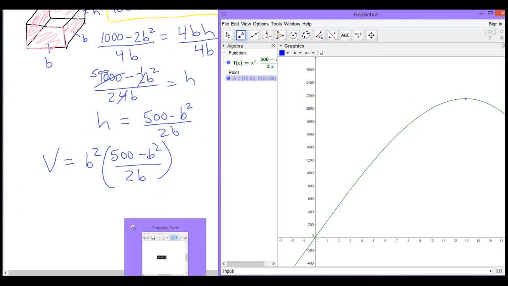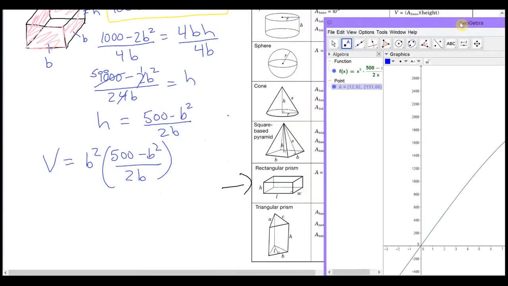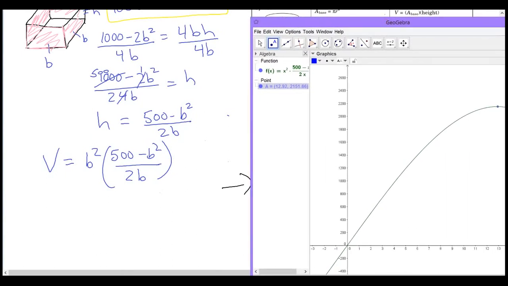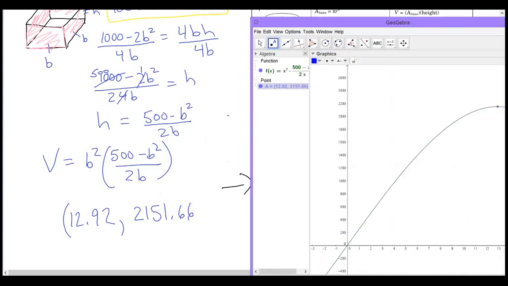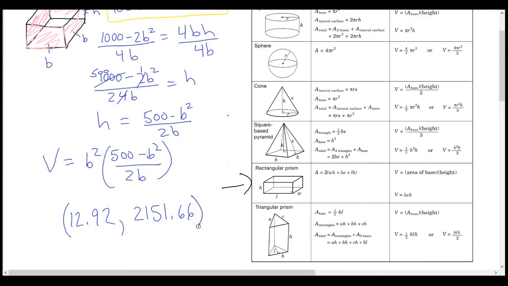So let's write down this point. Looks like it's the maximum. 12.92, comma, 2151.66. Is that right? 2151.66. Okay. So this means the variable we had was the base. For a base of 12.92, we have a maximum volume. This was our maximum volume.